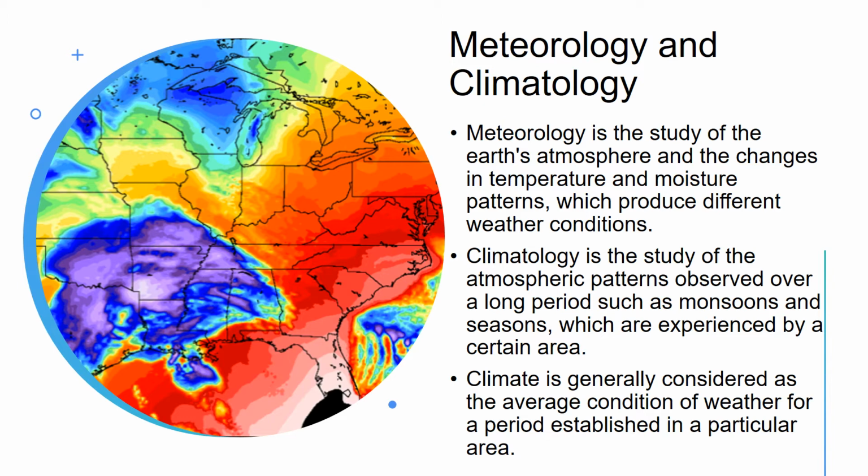And lastly, we have climate, is generally considered as the average condition of weather for a period established in particular area. So alam na naman natin yung meteorology ay sa weather conditions, climatology ay sa climate. So yung mga global warming, summer seasons, yan ay sa climatology pasok. And ang ating mga storms, clouds, and temperature, and moisture patterns ay pasok naman sa meteorology.